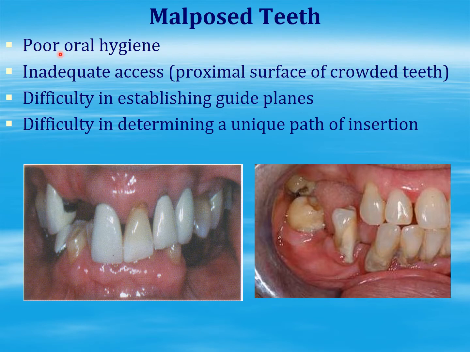Coming to malposed teeth: poor oral hygiene and inadequate access to the proximal surfaces of crowded teeth, difficulty in establishing guiding planes, and difficulty in determining a unique path of insertion. Any of these things are created if you have malposed teeth. That's why we always suggest orthodontic treatment at an early age in patients who require it. Otherwise, later they will have a lot of issues, especially periodontal issues.